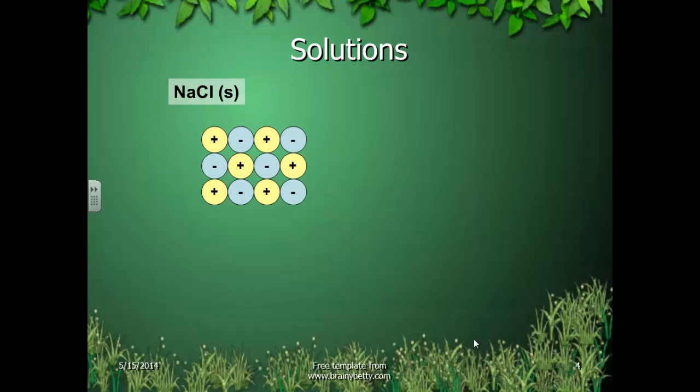Sodium chloride usually looks about like this. As a solid, it has its own crystal structure. Usually it's like a cubic kind of shape. Which atoms are the yellow ones? The sodium, because that's the positive, so the blue ones are the chlorines.